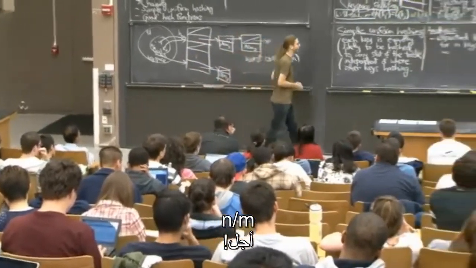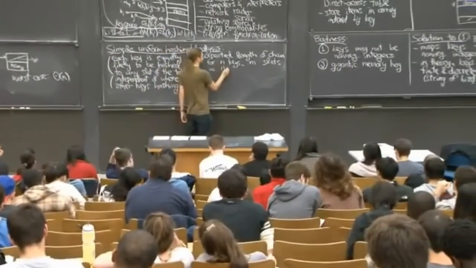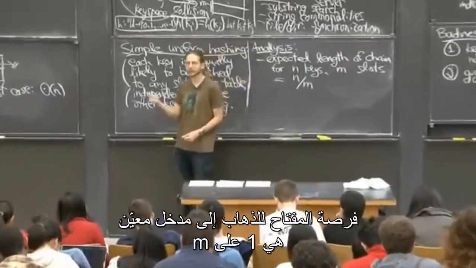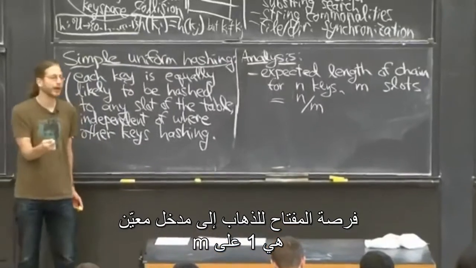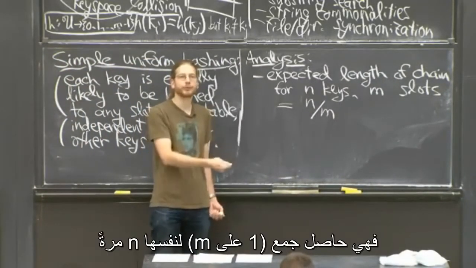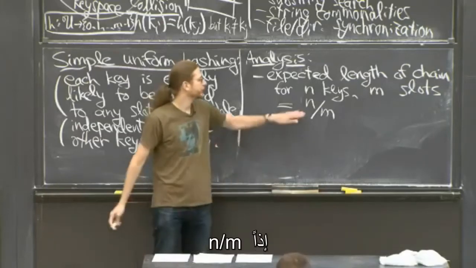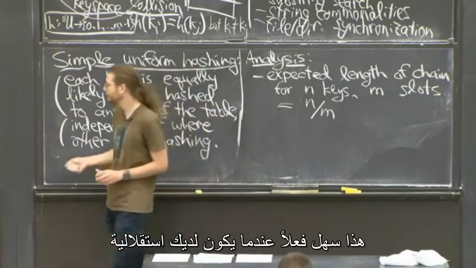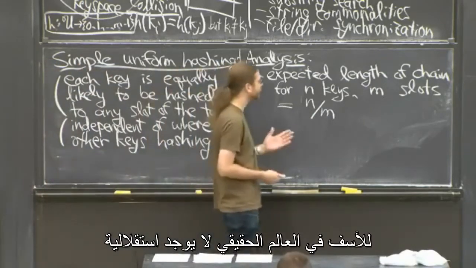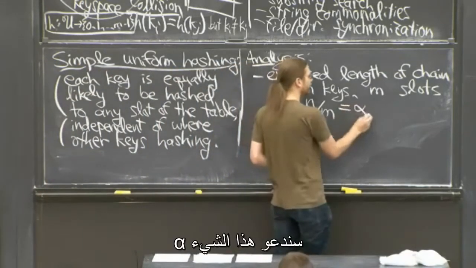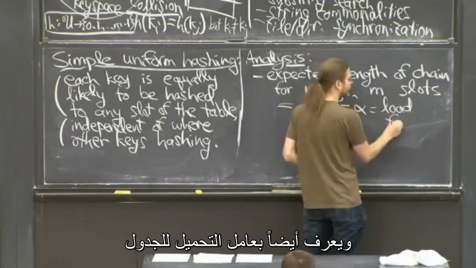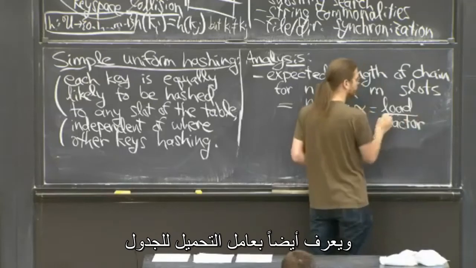N over m, yeah. It's really easy. The chance of a key going to a particular slot is 1 over m. They are all independent. So it's 1 over m plus 1 over m plus 1 over m, n times. So n over m. This is really easy when you have independence. Sadly, in the real world, you don't have independence. We're going to call this thing alpha. And it's also known as the load factor of the table.